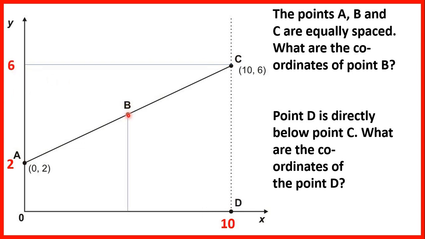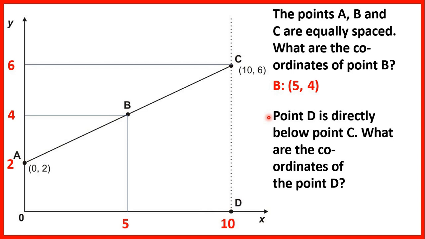Now we want to find the coordinates for point B, and we always write the x coordinate first. Now because the points are equally spaced, point B will have an x coordinate between 0 and 10. So that's an x coordinate of 5, because 5 is the number right in the middle of 0 and 10. And then the y coordinate will be halfway between 2 and 6, again because the lines are equally spaced, so point B will have a y coordinate of 4.